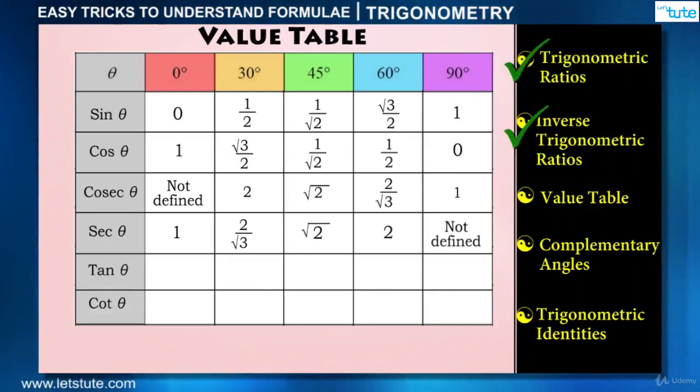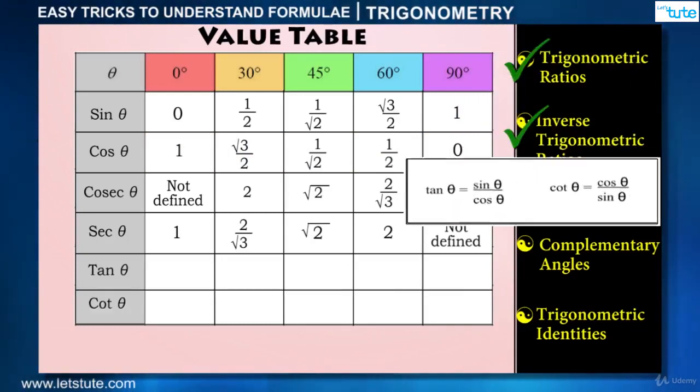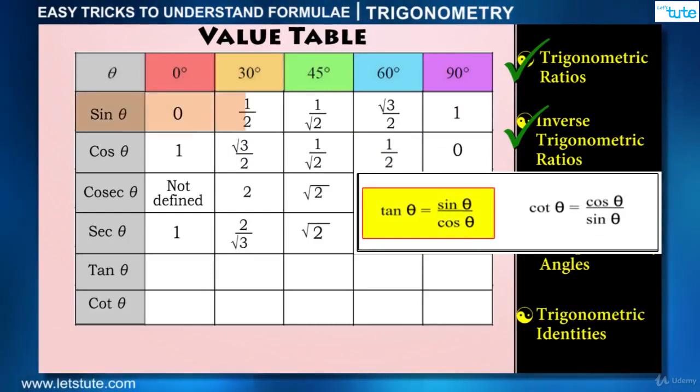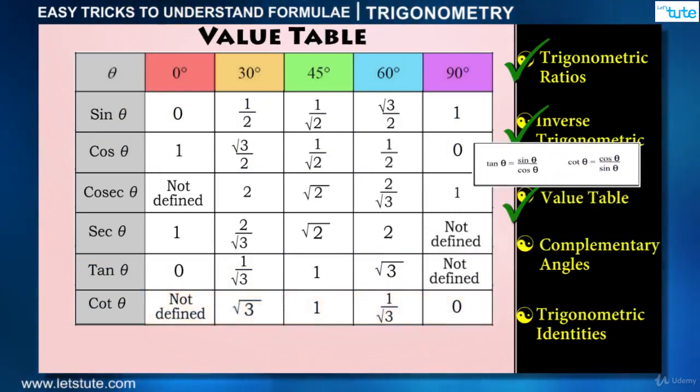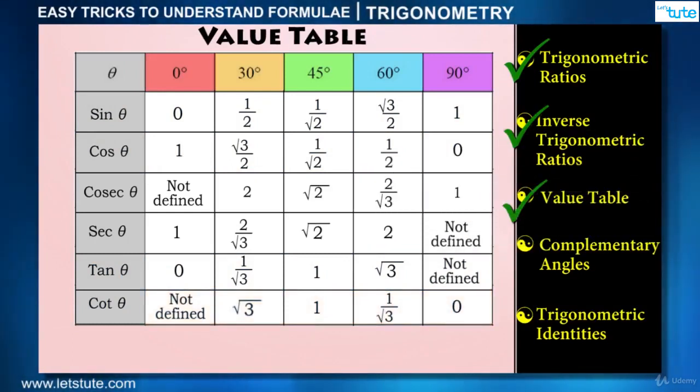Now only tan and cot are left, and we also know that the ratio of sine and cos is tan. So we divide the value of sine by the value of cos to get the values for tan. Tan and cot are inverse trigonometric ratios, so once again by flipping the tan ratio we get the values for cot. And you can see the value table is completed.